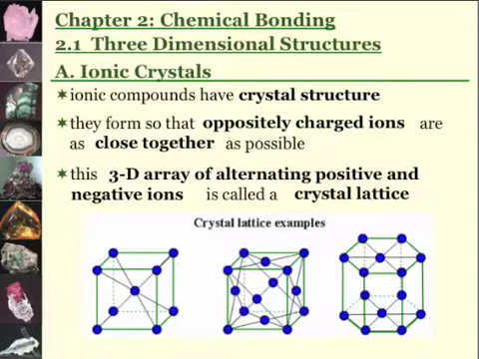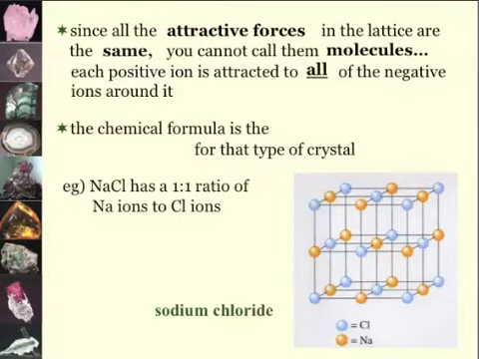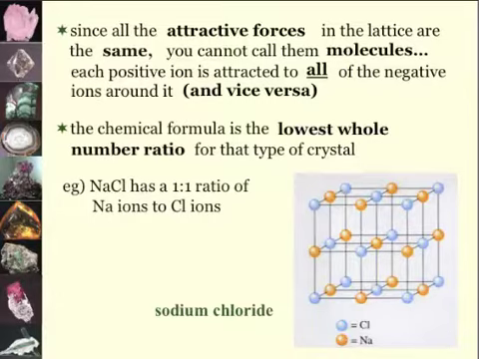Those are some examples of the crystal lattice and the orientations. Again, it all depends on the chemical structure, the chemical formula of that particular compound. Since all the attractive forces in the lattice are the same, you cannot tell them from molecules. Each positive ion is attracted to all of the negative ions around it, and vice versa. So the chemical formula is the lowest whole number ratio for that type of crystal.